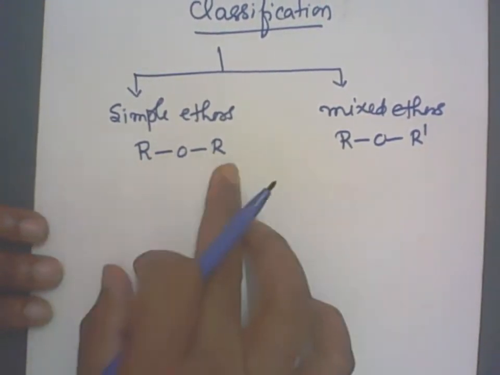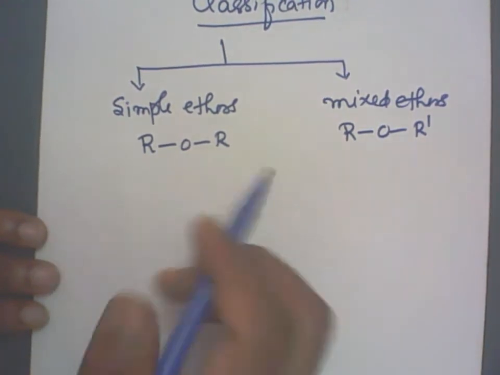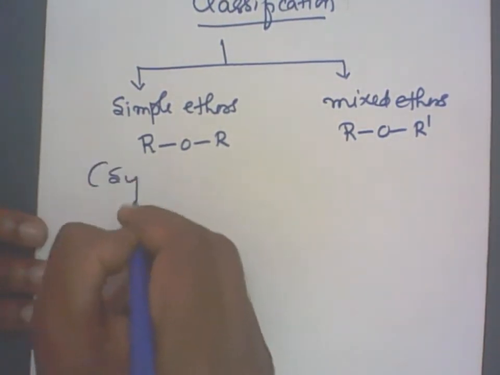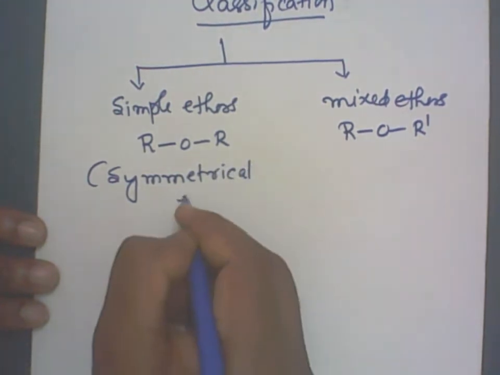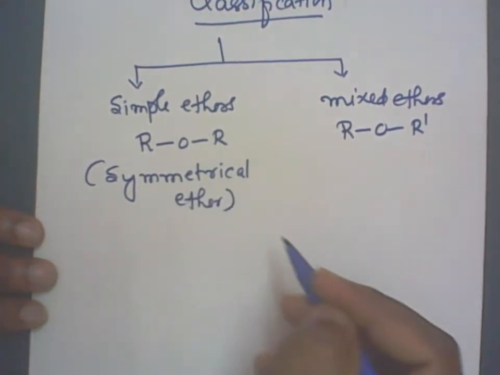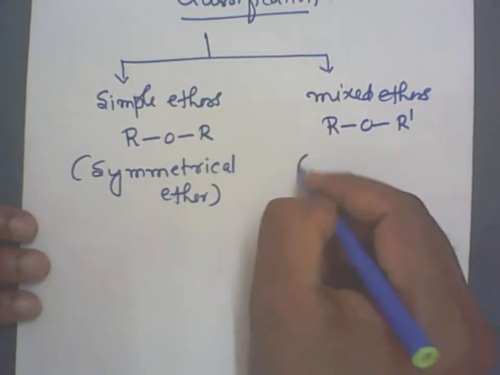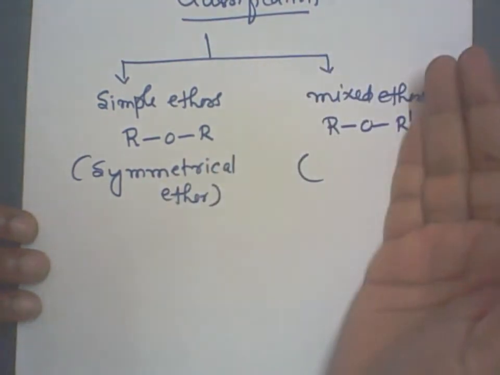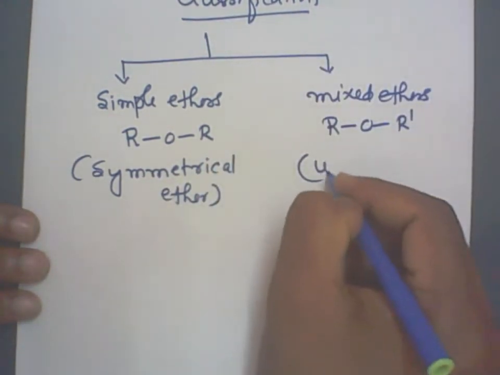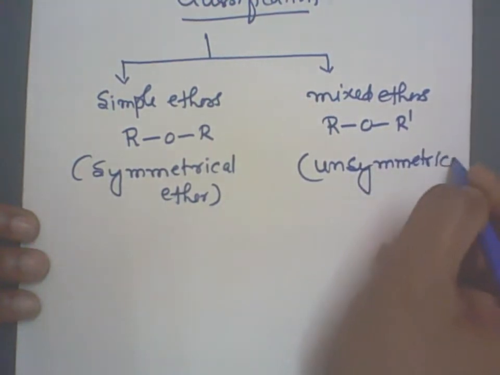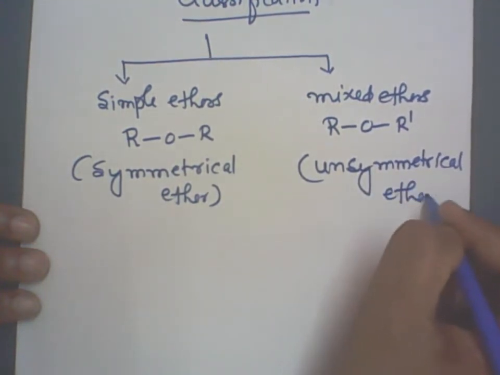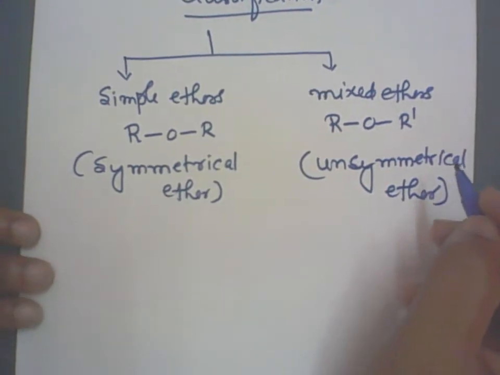Now, when the groups are the same, there is a symmetry in the molecule, so they are also called symmetrical ethers. Whereas in this one, they do not have any symmetry, so they are called unsymmetrical ethers. So these are the two types.